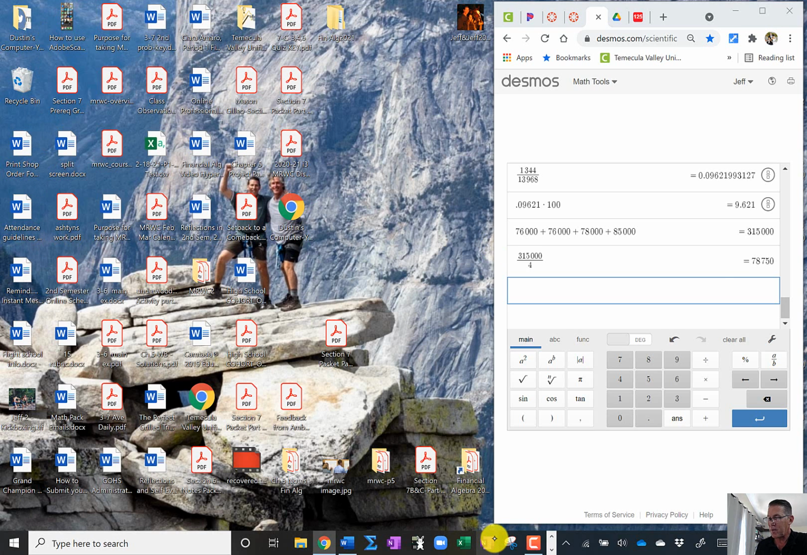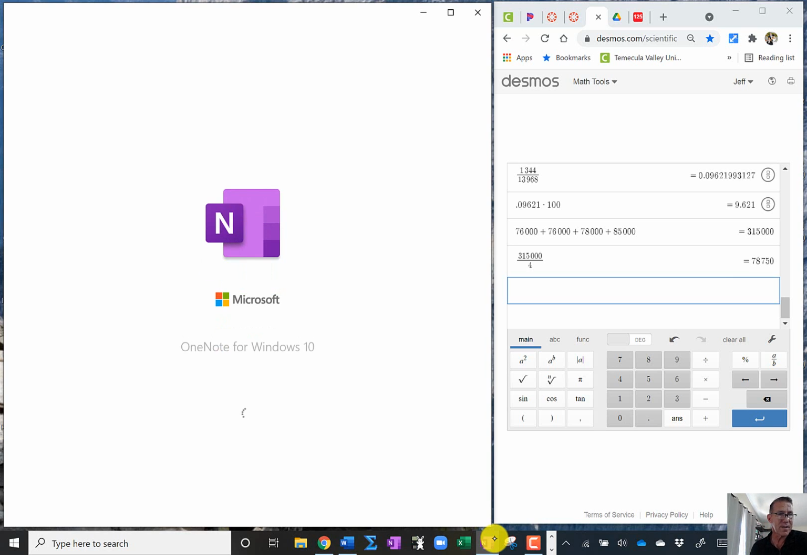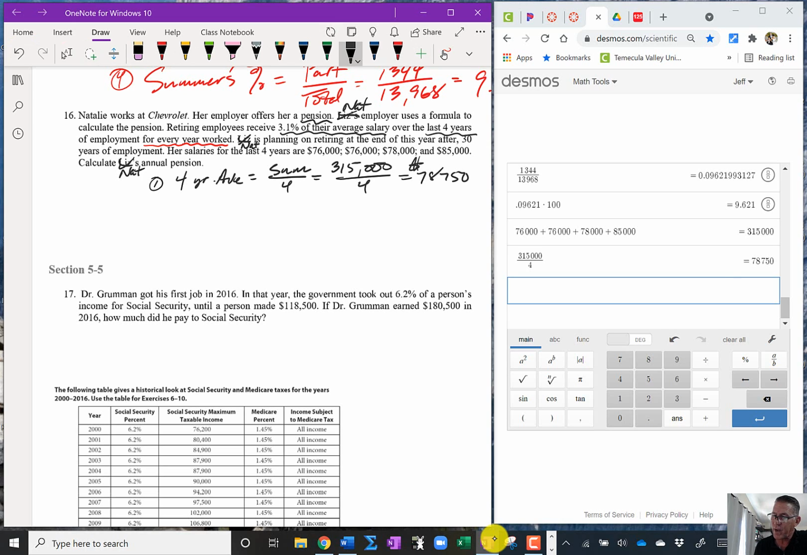Now, she gets 3.1% of it. So the magic number here is 3.1%. So 3.1% of the average. So that's 0.031 times this number here of $78,750. Okay, what is that? So 0.031 times the 78,750. Okay, so she gets $2,441 and looks like 25 cents for every year worked.